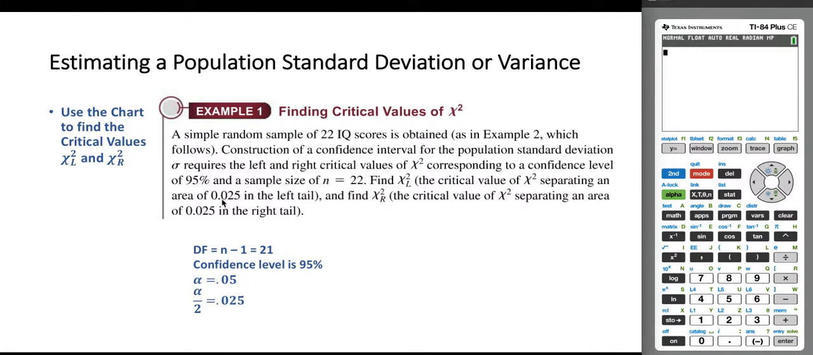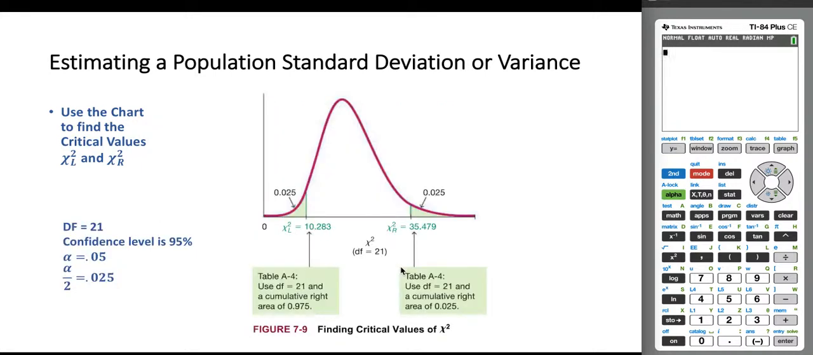So that's why they're talking about an area of 0.025 in the left tail and an area of 0.025 in the right tail. You can see that in this illustration. So the area in the left tail is 0.025. That makes the area to the right 0.975. And the area in the right tail is 0.025. The critical values are written here. I'm going to show you on the next couple screens how you will find those using your table.